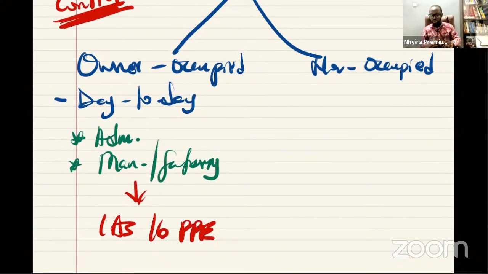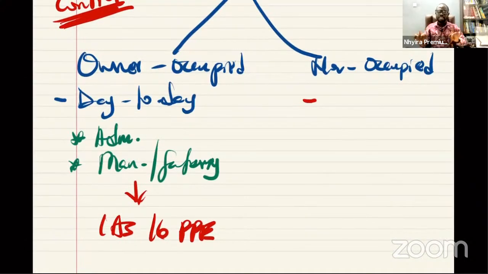Now, if the company controls the assets, however, the asset is not being used for the day-to-day running of the organization. Instead, the entity either leases out the assets or the entity is not using the asset for anything, then that will be a non-owner occupied non-current asset.